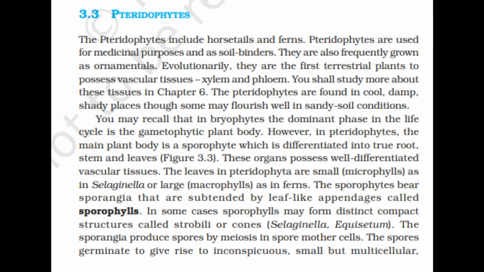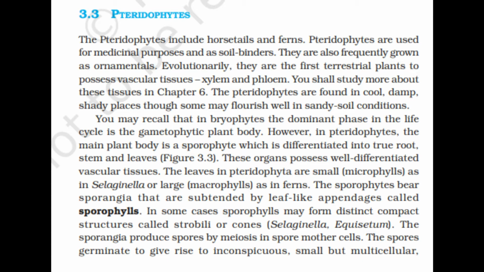Pteridophytes. The pteridophytes include horsetails and ferns. Pteridophytes are used for medicinal purposes and as soil binders. They are also frequently grown as ornamentals. Evolutionarily, they are the first terrestrial plants to possess vascular tissues, that is xylem and phloem. You shall study more about these tissues in Chapter 6.